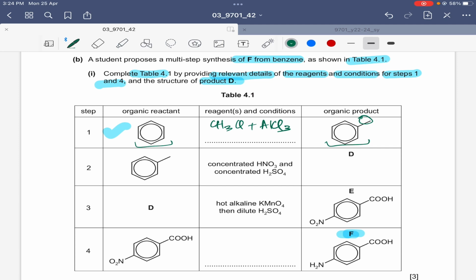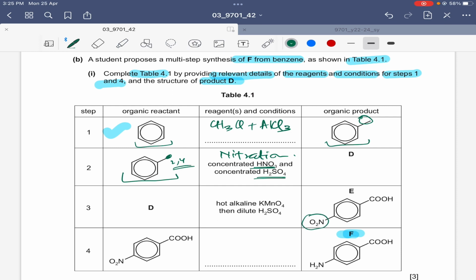And then the structure of D. So the structure of D, right? So this is methyl benzene, and methyl benzene is reacting with concentrated nitric acid and concentrated sulfuric acid. So that means this is nitration, right? We are adding NO2 group to the benzene ring, substituting NO2 group to the benzene ring. And because this methyl group is a 2,4 director, so it will direct the incoming nitro group to 2 and 4.